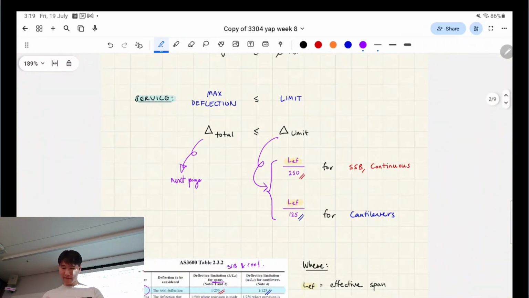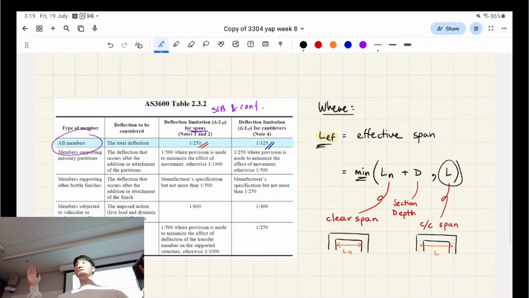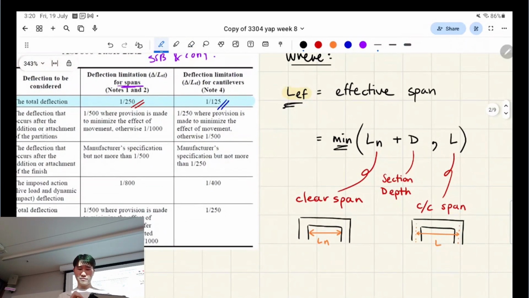Before I do that, I just want to talk about the effective span, right? The effective span is going to be the minimum between two things. I wouldn't call it the worst case scenario, because a shorter span is actually going to result in less deflection. But anyway, what it's saying is you want to take the minimum number between the actual length, so that's the center to center length, right?